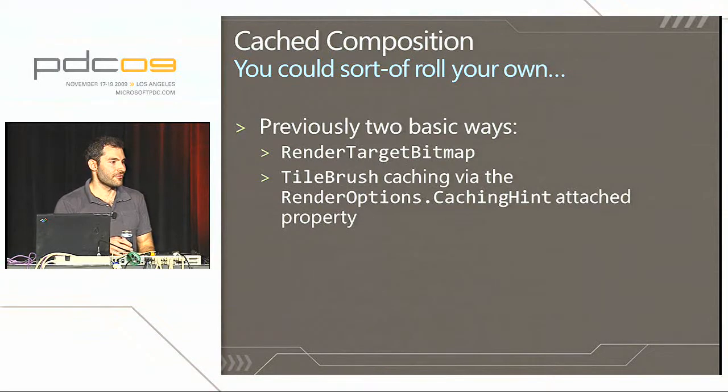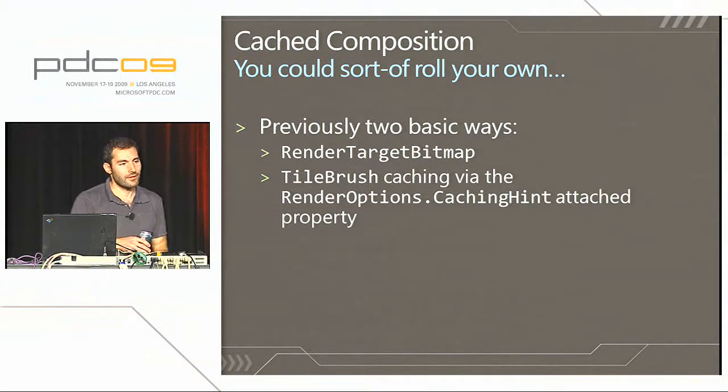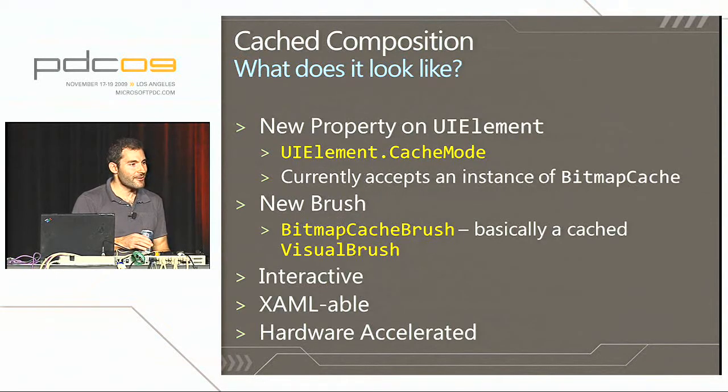The other thing you could do was use this old tile brush caching behavior that we introduced. Basically, there was a property on render options, an attached property called caching hint. You could set that on a tile brush, and then you could set minimum and maximum scale and validation thresholds, and it would allow a tile brush to be cached. This didn't work very well, and a lot of people ran into a lot of problems with it. So I would discourage you from using this tile brush caching API and go ahead and use the real cache composition API, which I will get to very shortly here.